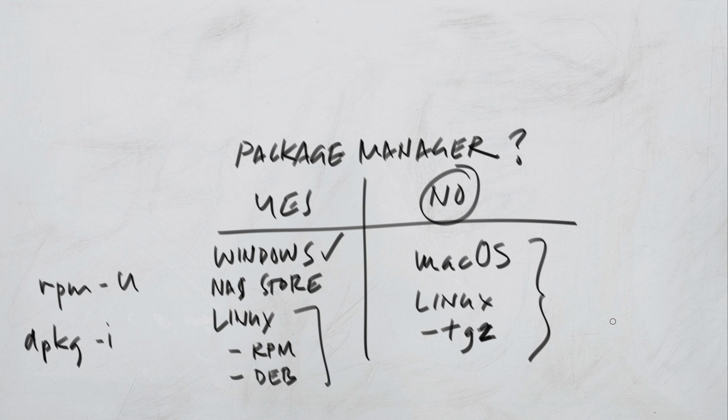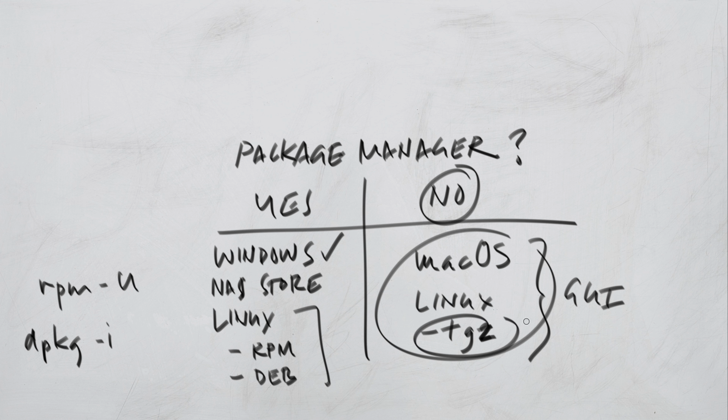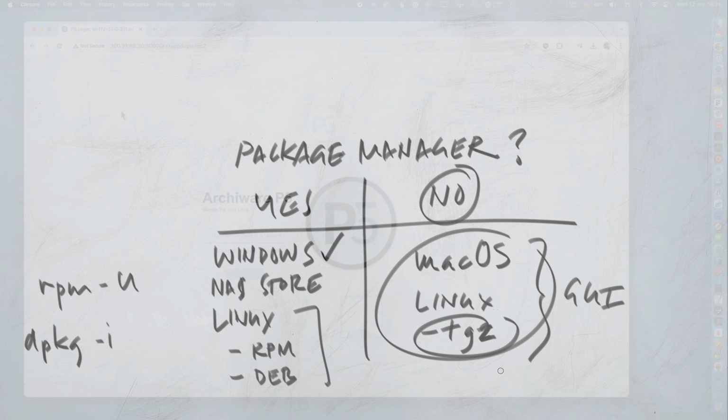And in these cases where a package manager wasn't used, you can use the graphical user interface for P5 to do an update, and I'm going to show you what that looks like and how that works now. And that works for macOS or Linux operating systems, or even FreeBSD, where you installed using a TGZ file. So let's have a look at that.